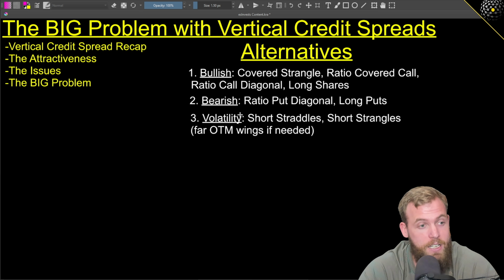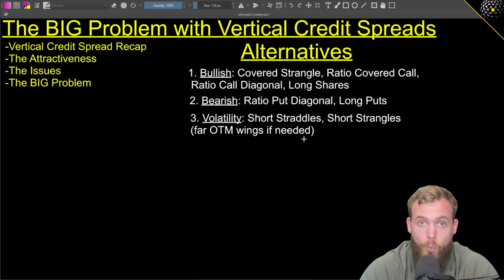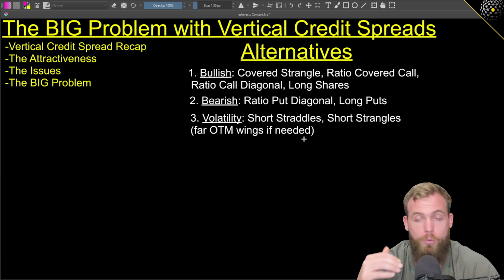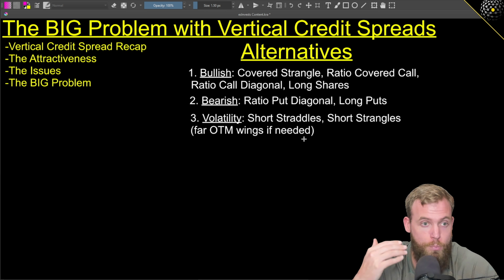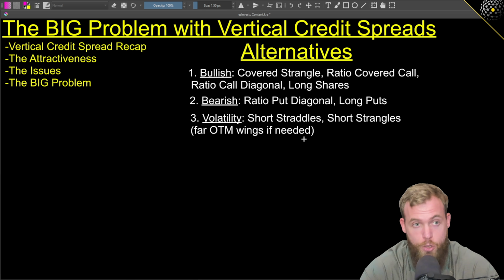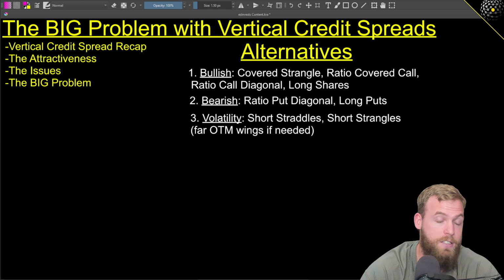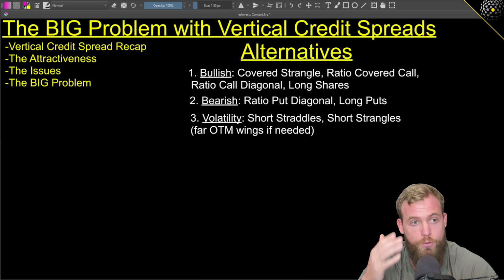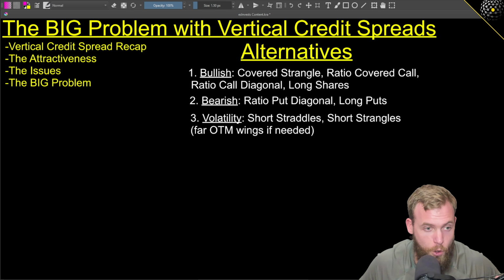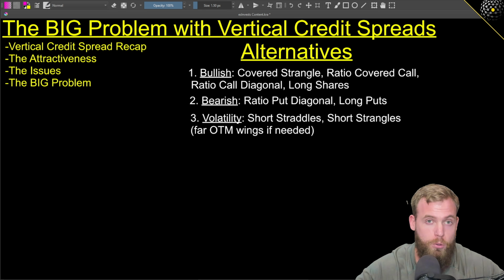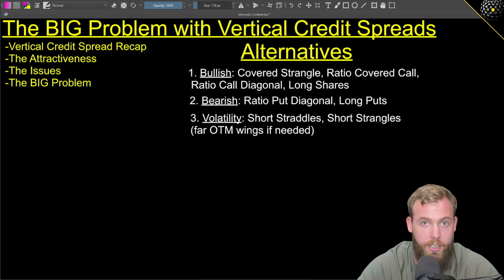And again, for any of these, if you have to buy the wings, either to protect against catastrophic loss, the idea here is to go much further out of the money so that you are not giving up as much of the credit you're receiving, specifically for vertical credit spreads. Again, there's no free lunch here. That's the uncomfortable reality of trading options: just because vertical credit spreads are what is accessible to you, it doesn't mean they're good. There's a reason why you're not going to see a lot of pros trading these. And it's because of these reasons.